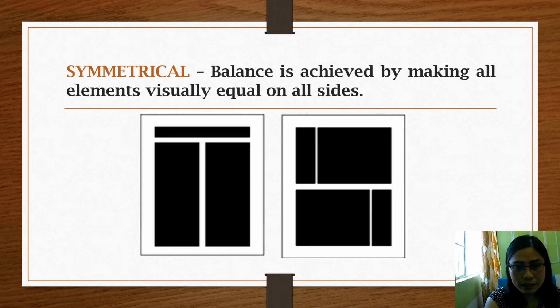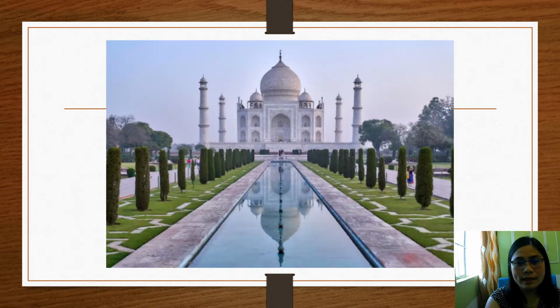So, that is what symmetrical means. As you can see, right, in our example, what is it, class? The design is symmetrical. Okay? Like this, the distribution of elements is even on both sides.